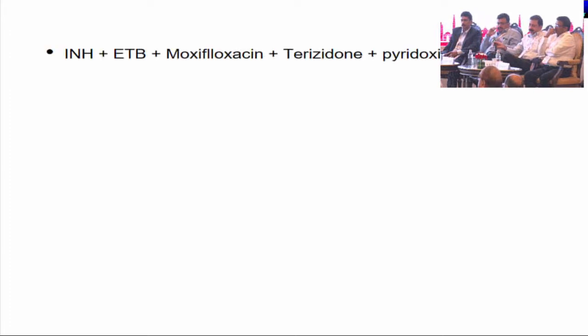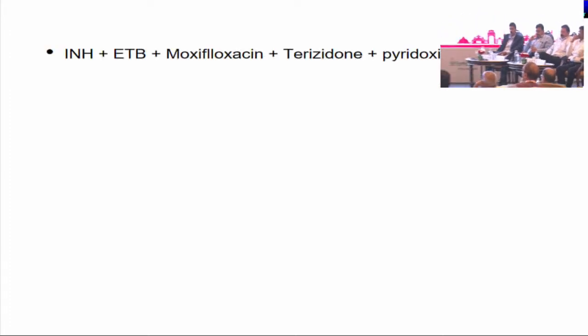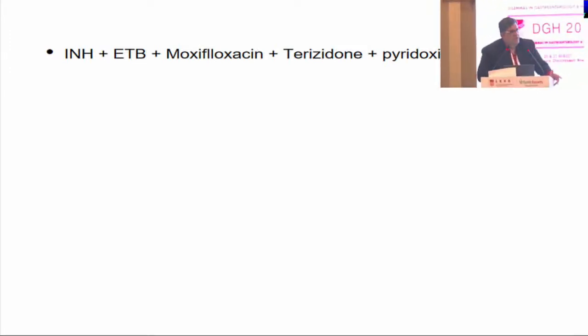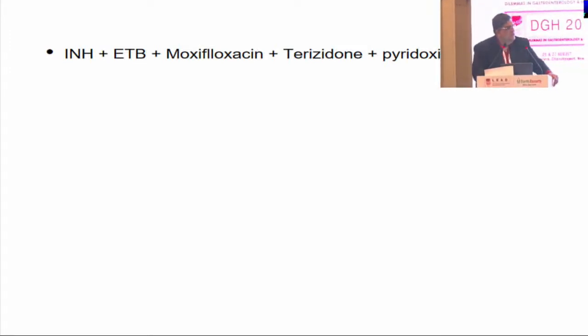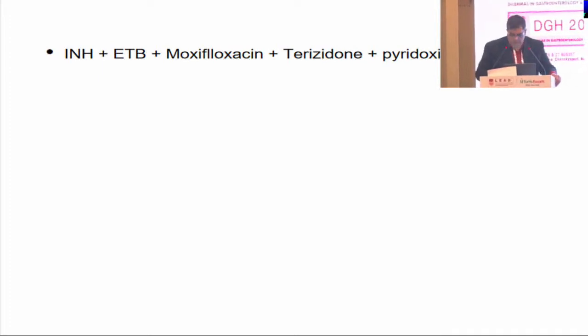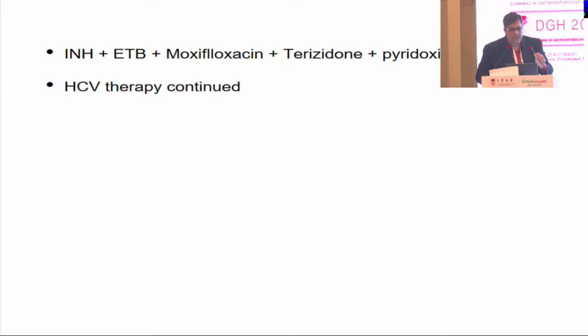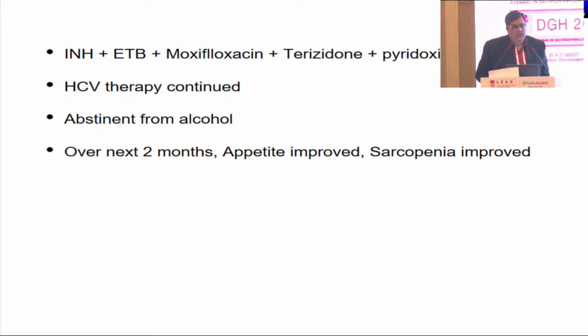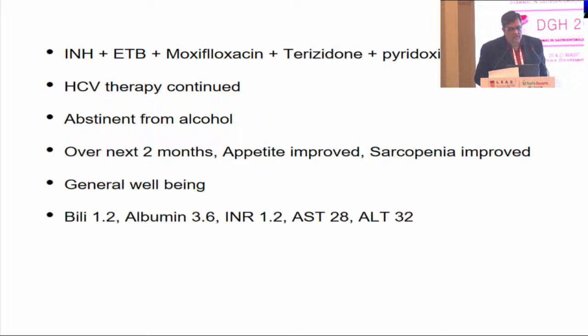What we decided was to give isoniazid, ethambutol, moxifloxacin, as you very rightly said, plus terizidone. We could have used cycloserine, that would have been the other option, but terizidone is safer from the neurology point of view, with very similar action. So this is what we started the patient on. The Hep C therapy was continued. The patient remained abstinent from alcohol. Over the next 2 months, the appetite improved, the sarcopenia improved, and he started doing well in general.